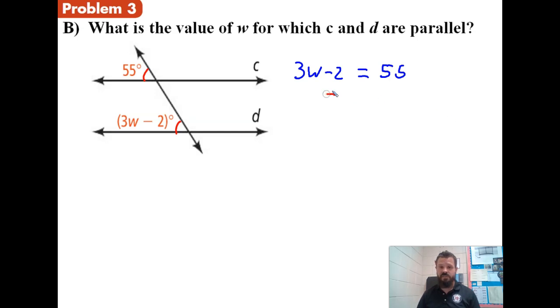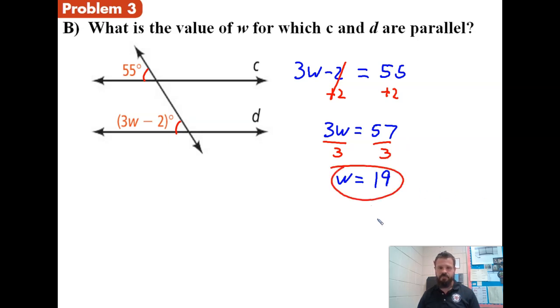I want to get the w by itself, so I'm going to add 2 to both sides. That cancels the minus 2 on the left. We have 3w is equal to 57. And then to get the w alone, we'll divide both sides by 3. That leaves us with just the w on the left, and my calculator says 57 divided by 3 is 19. All right, so when w equals 19, we'll have congruent corresponding angles, which is going to make lines C and D parallel to each other.